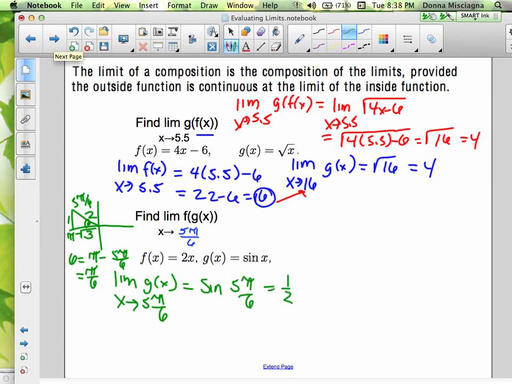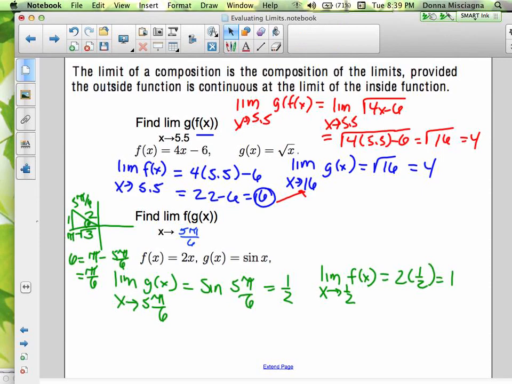And so the limit of f of x, because that was the outside, as x approaches 1/2 is equal to 2 times 1/2, or 1. Now let's see if we get the same with the composite. All right, so we have the limit of f of g of x as x approaches 5 pi over 6.